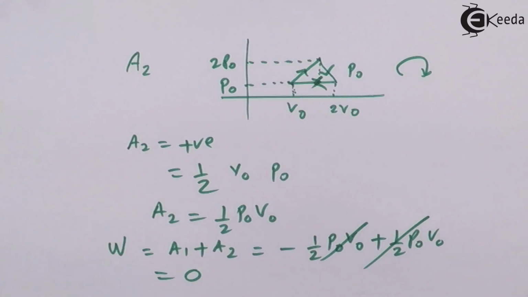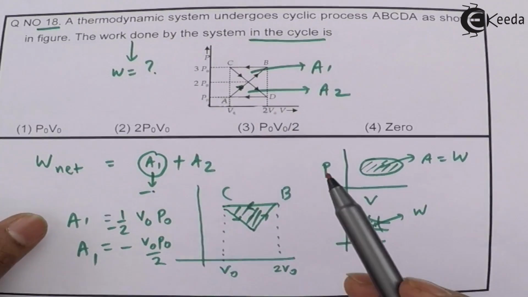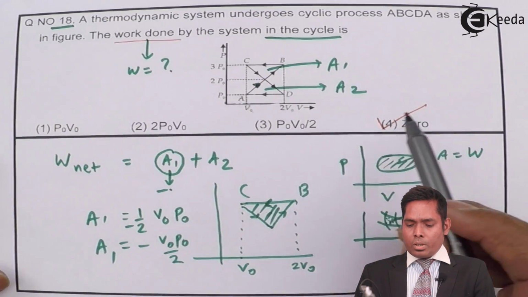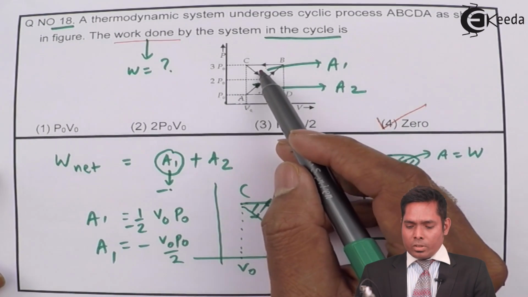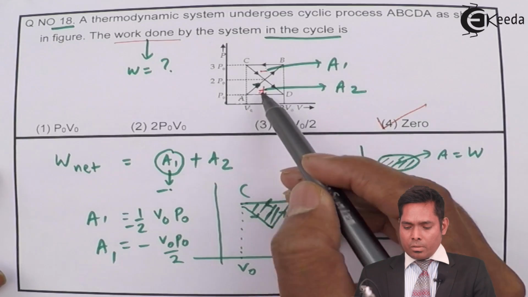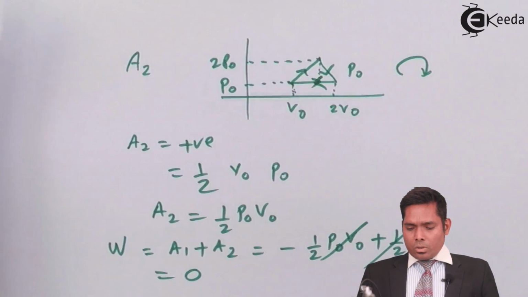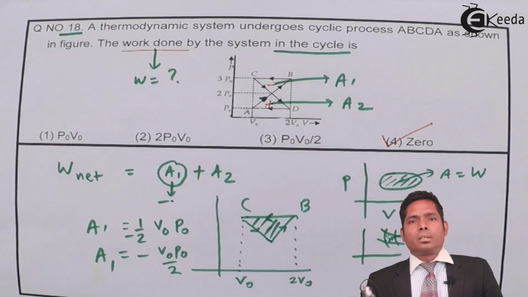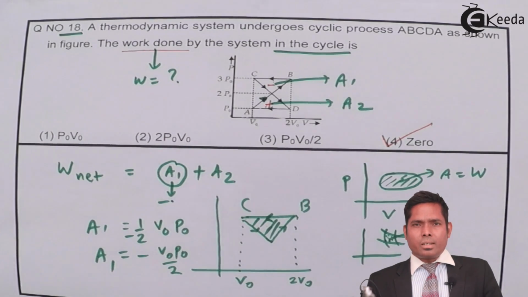So when the total work done is 0, that is the area under this curve. The work done by the system in the cycle is 0 because these two areas cancel out. This is negative and this is positive, they will cancel out. So that is the answer to this question: option number 4 is correct. Okay, thank you.